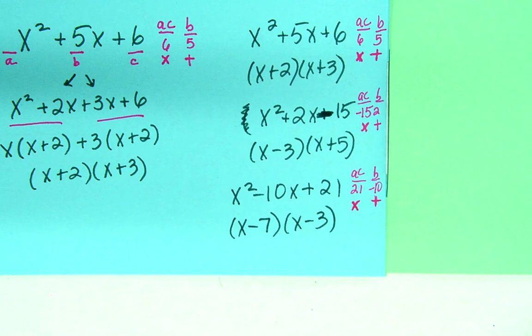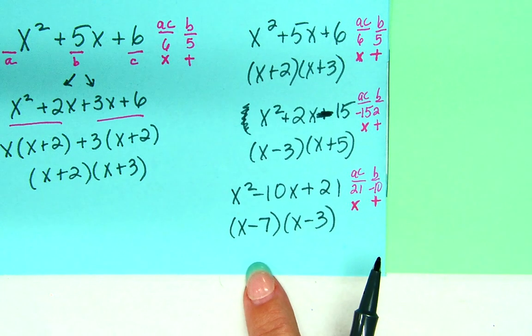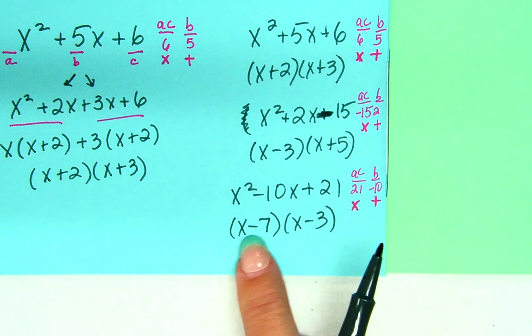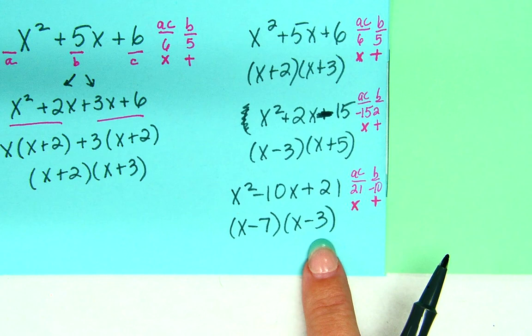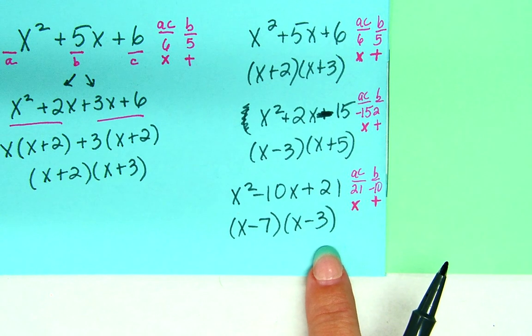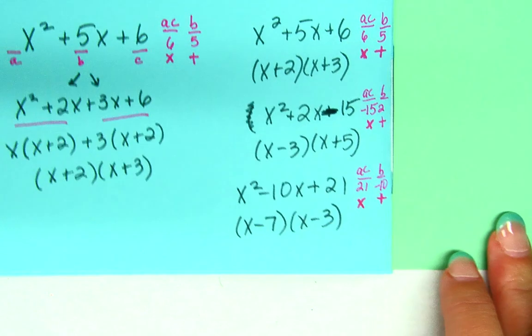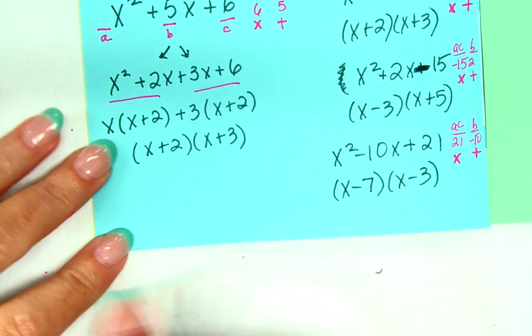Can I try to trick you? Because it's not what I wrote on my answer key. What I wrote on my answer key was x minus 3 and x minus 7. Oh, that's okay, because it doesn't matter what order we multiply in, right? Could I write x plus 7 and x plus 3? No, that would not work, would it? Our signs have to be right, but if our signs are right, it doesn't matter which one is first and which one is second. Does that make sense?